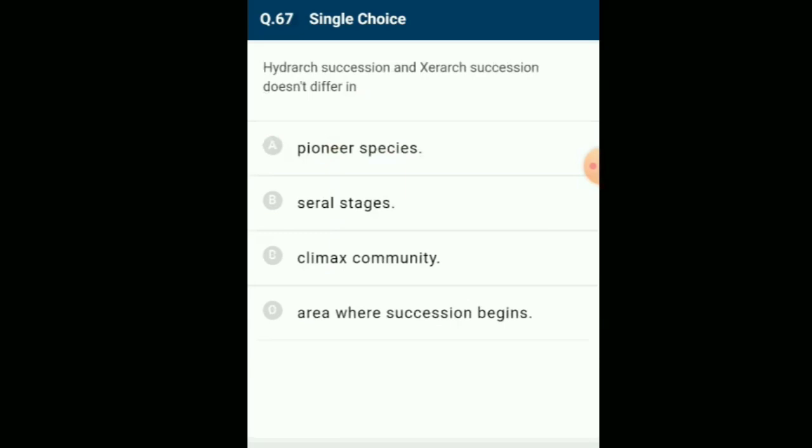Question number 67. Hydrarch succession and xerarch succession do not differ in. Hydrarch succession begins in water bodies and continues till mesic conditions are obtained. Xeric succession begins on dry land and continues till mesic conditions are obtained. Mesic condition in both successions is the same, neither too dry nor too wet. The community here is in near equilibrium with the environment and is called the climax community. It is a forest. So the answer is option C, climax community.